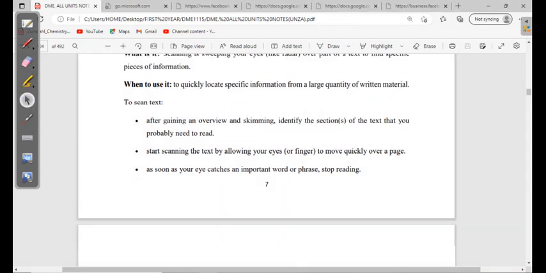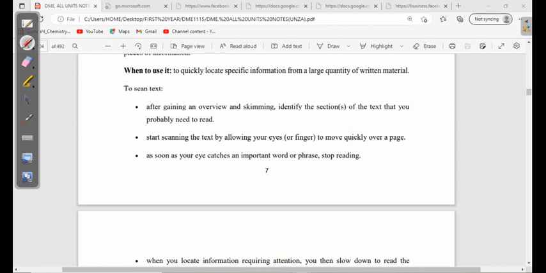So when do you use scanning? You use scanning to quickly locate specific information from a large quantity of written material. To scan a text, you first gain an overview and skim your work. Remember, skimming is just having a broad understanding. You go through to see if you are going to be interested in reading this book. After you skim and it feels like you are interested, you may want some portions of information that you want to understand more. So you can now scan. To scan is just to locate specific information.